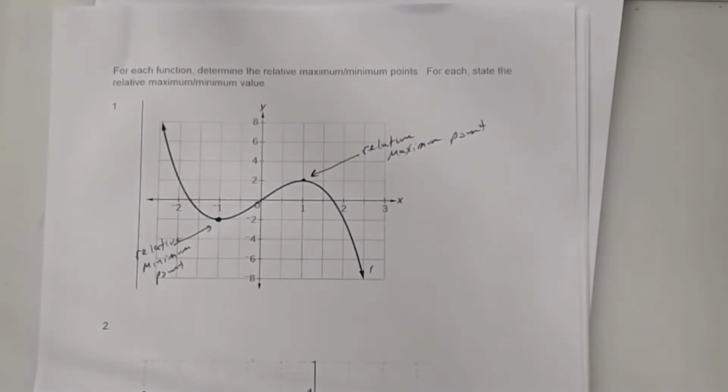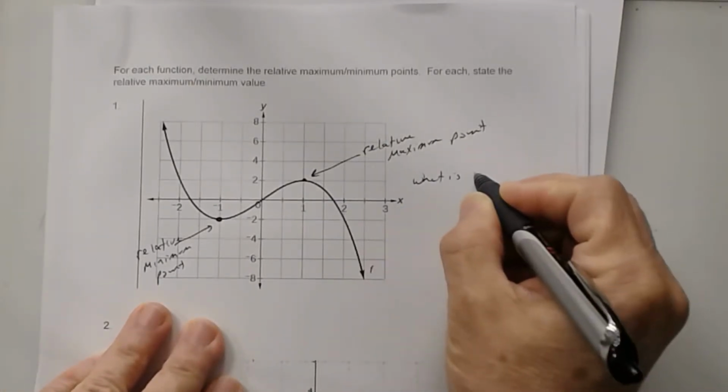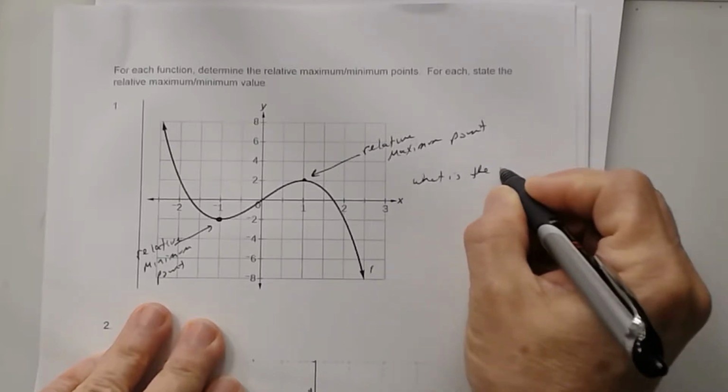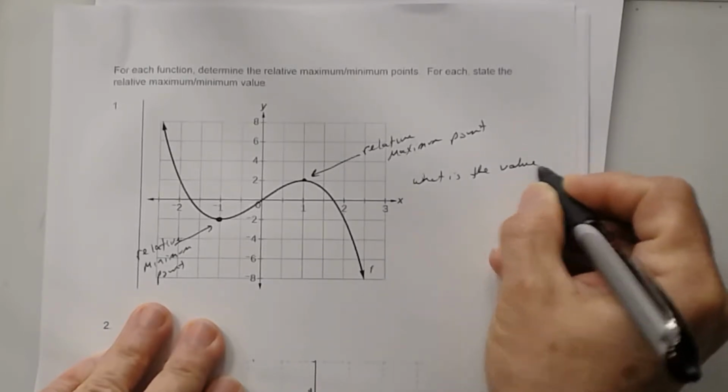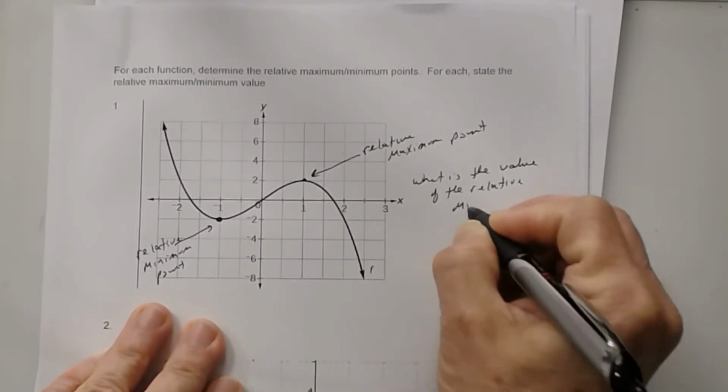Now, when you look at that worksheet, the direction says something like this, though. It says, at what values of x is f of x a relative maximum? And then a relative minimum. Okay? So when it says this, and MyMathLab will say this, it will say this. What is the value of the relative minimum?